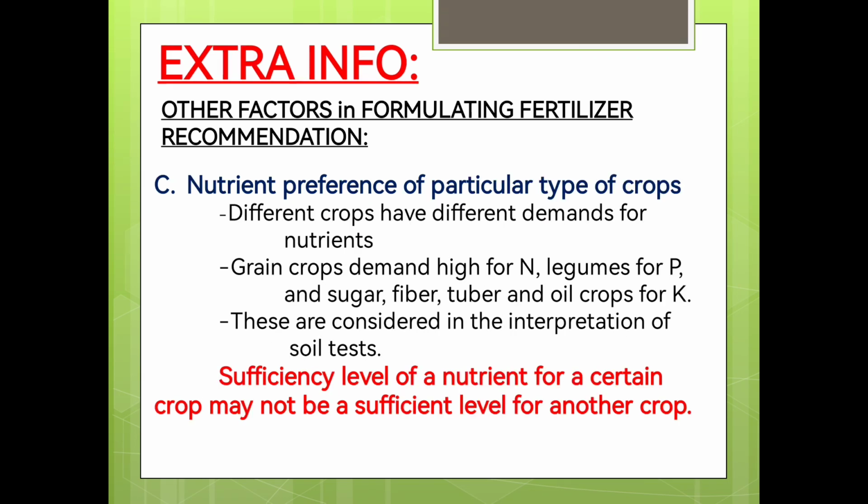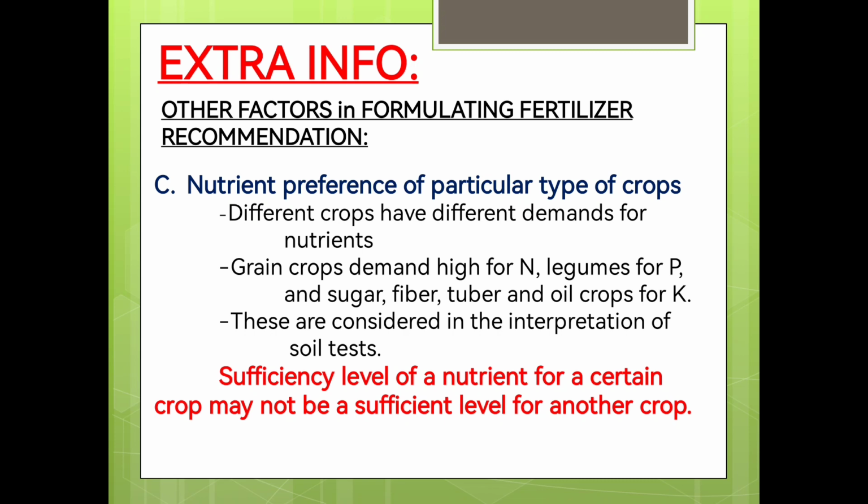Third factor is the nutrient preference of particular type of crops. Kasi iba't ibang crops, they also have higher demand for nutrients. Hindi sila pantay-pantay ng pangangailangan. So for example, grain crops demand high for nitrogen, the legumes for phosphorus, and sugar, fiber, tuber, and oil crops demand more for potassium. So isipin mo rin kung ano yung nutrient preference ng particular type.